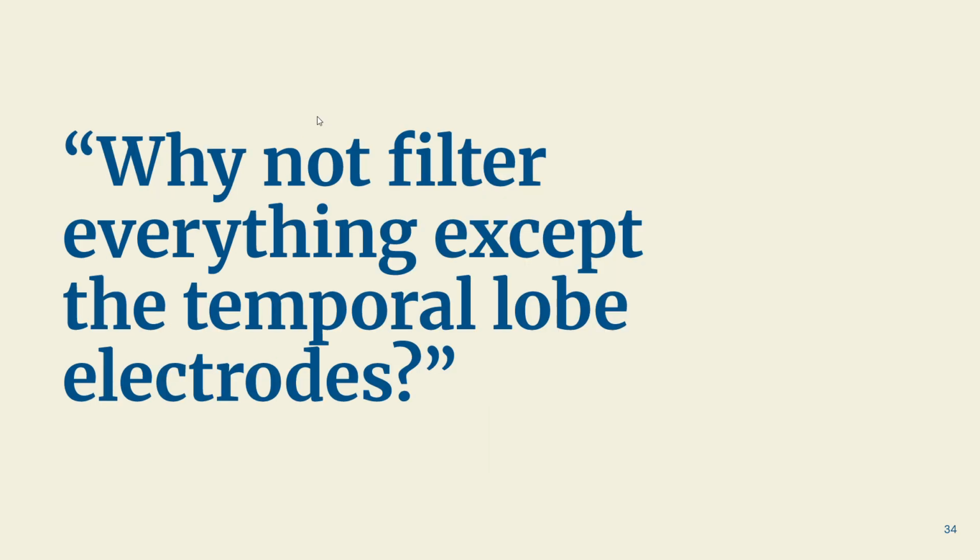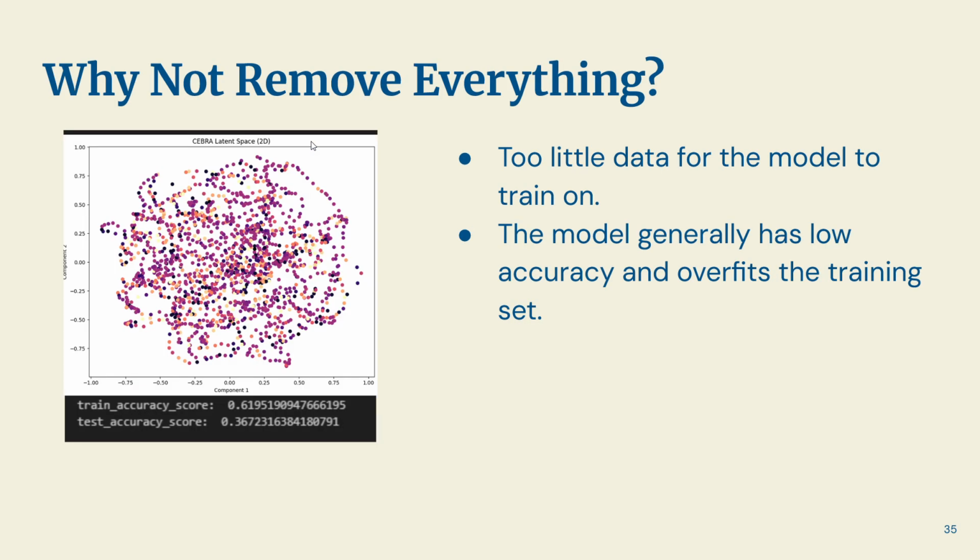So we tried filtering everything except for the temporal lobe electrodes, and we also got similar results to our initial multi-class classification attempt. And we think this is just because the model had too little data to train on, because it went from 74 electrodes for 19 subjects to around 15, which is honestly way too little.